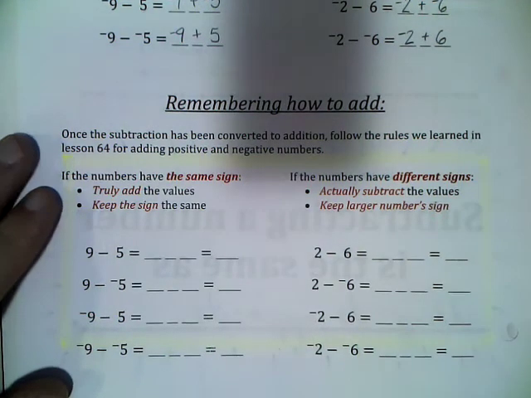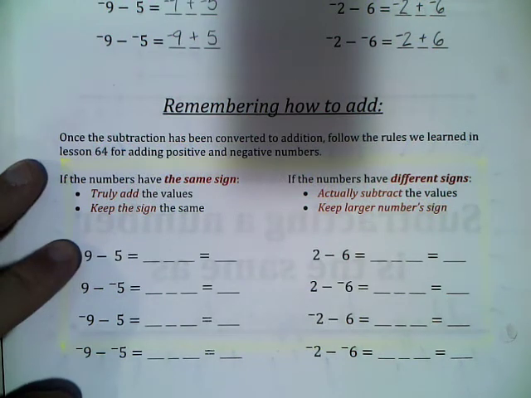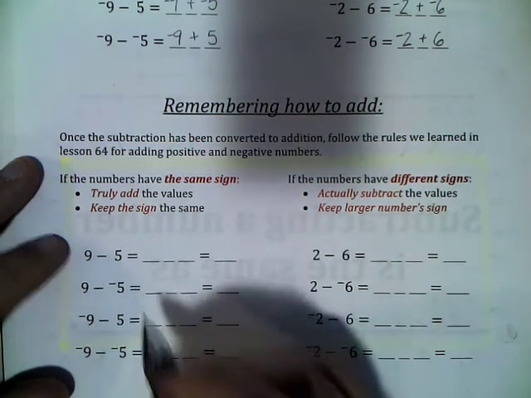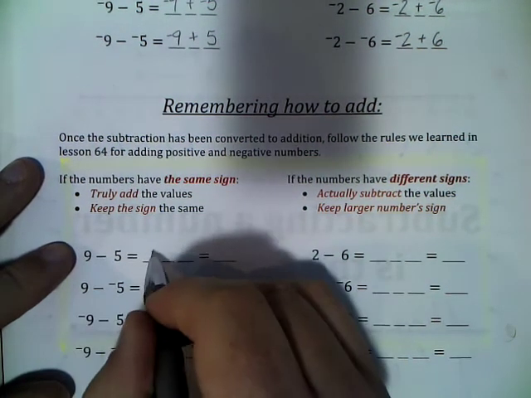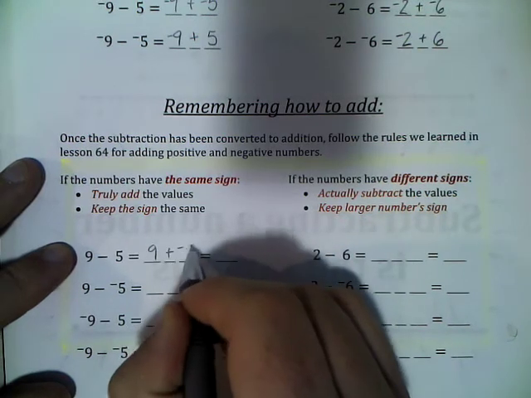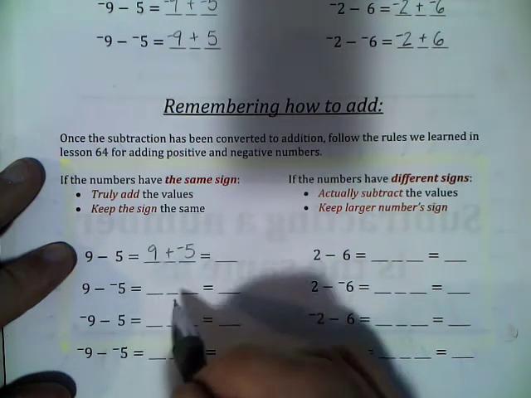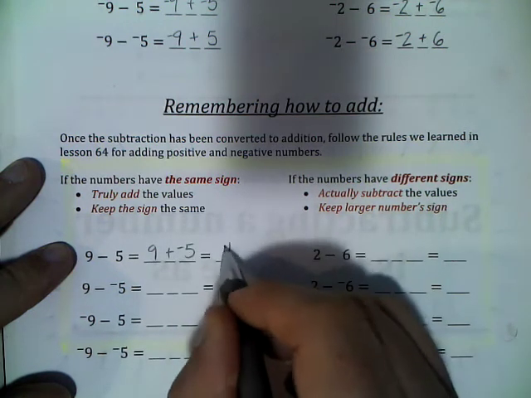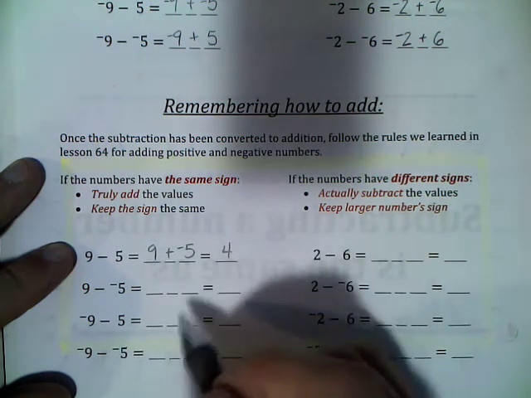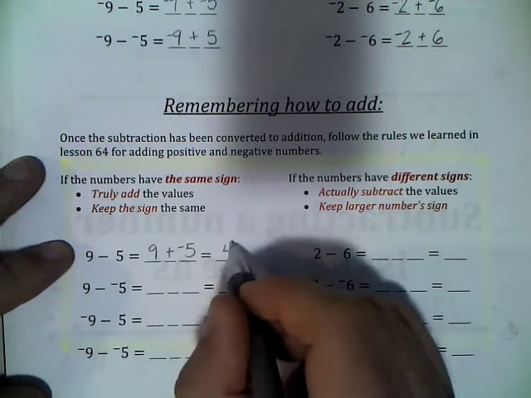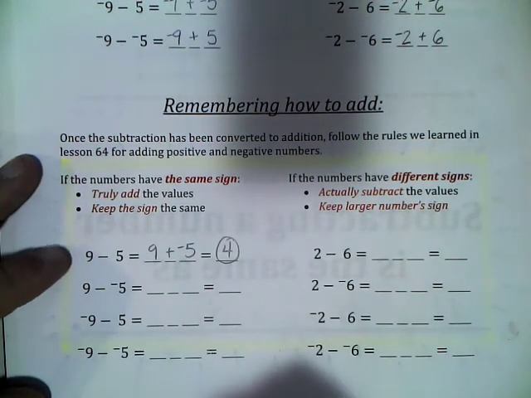So here we go. We're going to put it all together now. So up top, we already filled out how to do these, so we're just going to copy from above. So this one became 9 plus negative 5. Now to put these together, they have opposite signs, so we're going to subtract. 9 minus 5 is 4. And the bigger number is positive, so that as well is a positive 4.